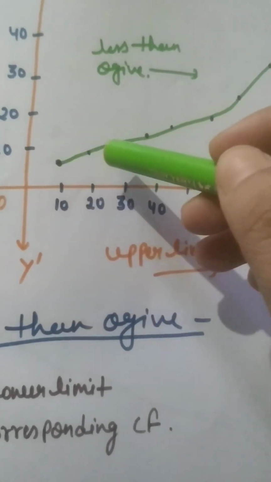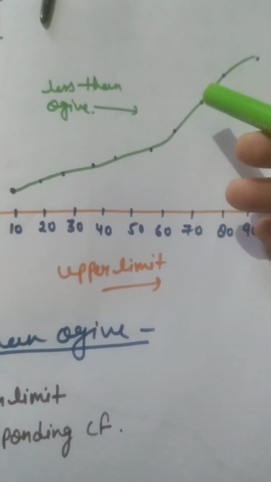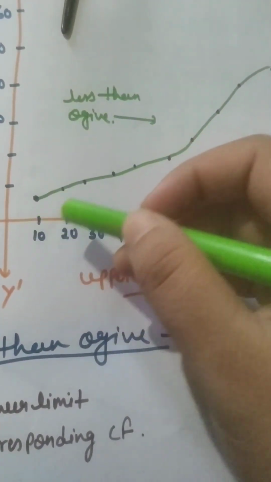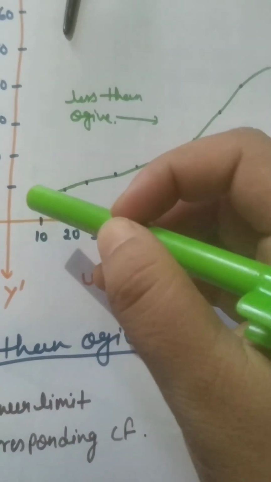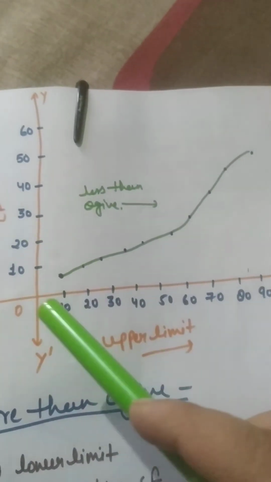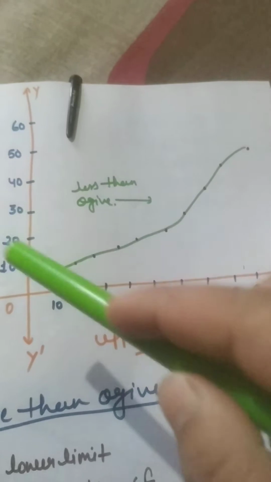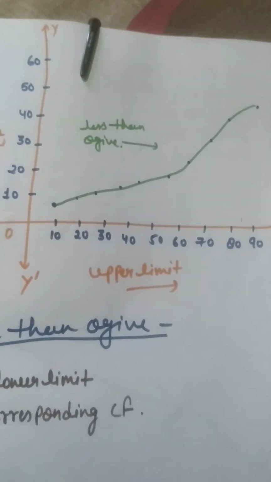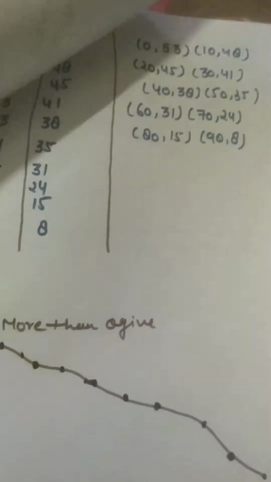Like that, I have taken out all the points I have added and I joined the line. Then that is the less than ogive. If you see how it is going, it will move like that. So a less than ogive will always start from near the origin and move in an upward direction like that. Okay, got it? That is the less than type ogive.